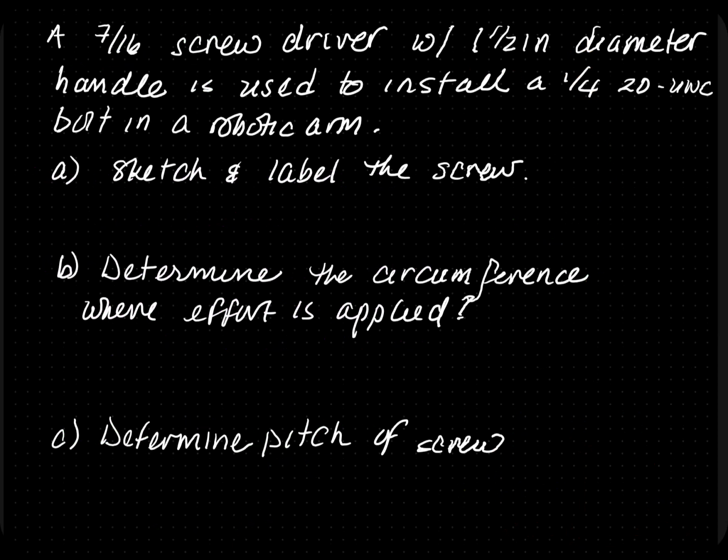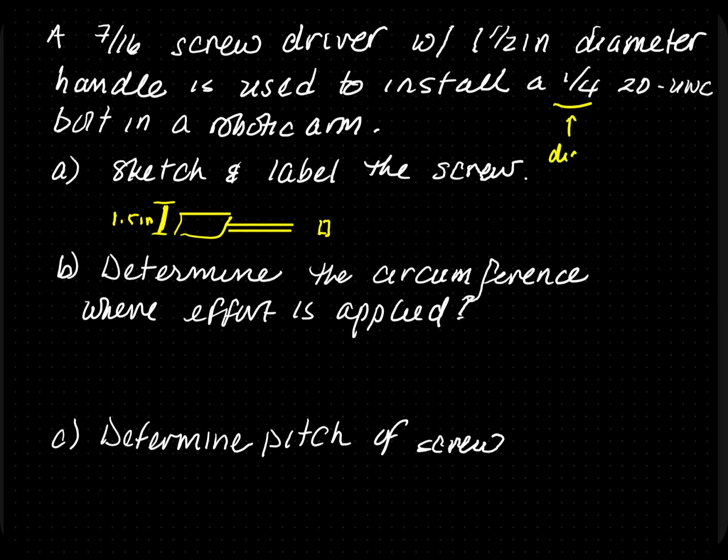So we have a 7/16 screwdriver with a 1.5 inch diameter handle used to install a 1/4 20 UNC bolt into a robotic arm. So first of all, we have a screwdriver, it looks like this, and this diameter here is going to be 1.5. Then we also have a bolt, and we know the diameter of the bolt, which is 1/4.